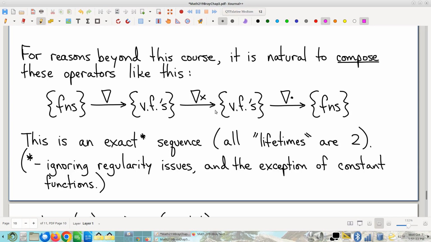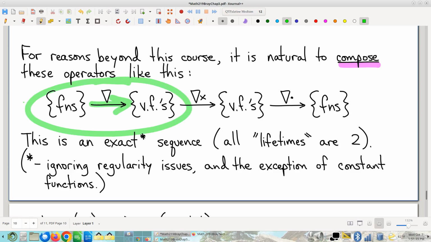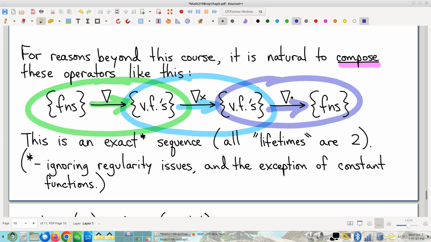Okay, so we can compose these three operators. So gradient, curl, and divergence. And just observe, gradient takes a function and gives you a vector field. Curl takes such a vector field and gives you another vector field. And then divergence takes a vector field and gives you a function. That's just what those operators do. So the Legos fit together. So this composition that I've got here is something you can do if you want to.